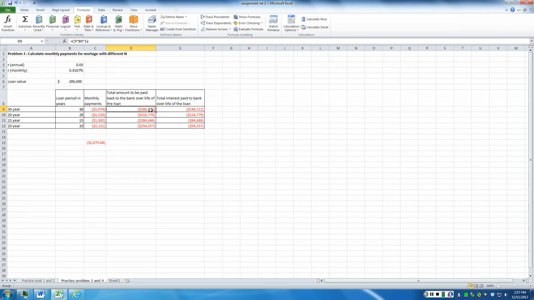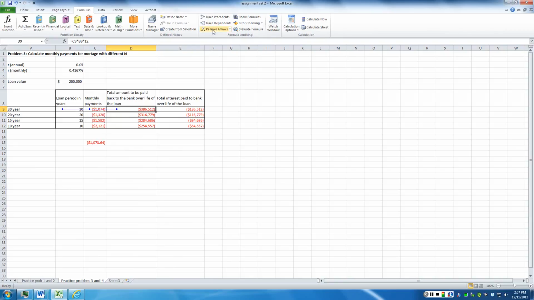So this formula over here, as you can see, is what I am paying per month, which is my cell C9, times the number of years, which is cell B9, times 12 for the number of months per year, and that's what we get. So if I look at the precedents again, you can see they're all connected. So that's how you would do it.